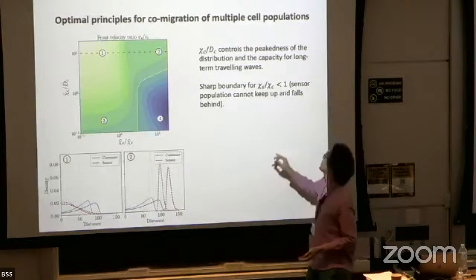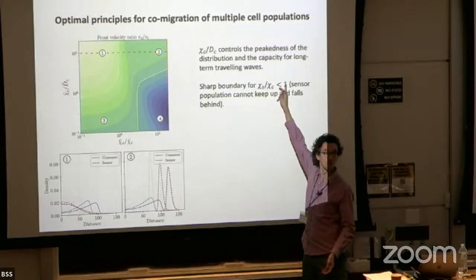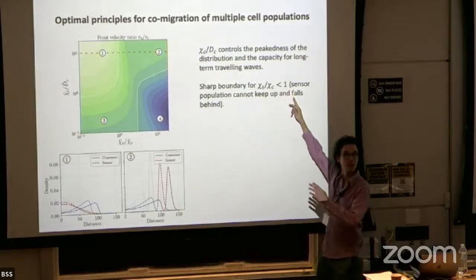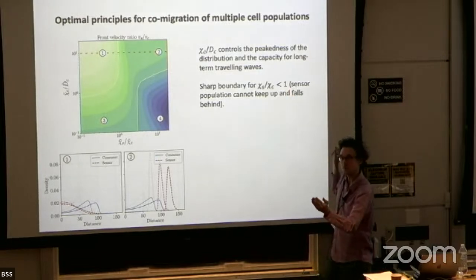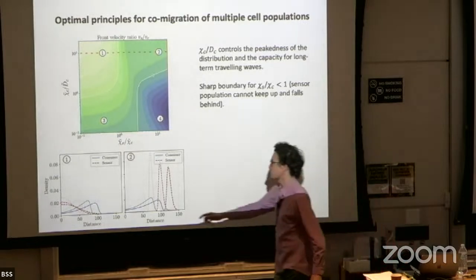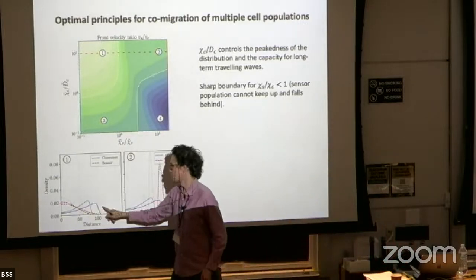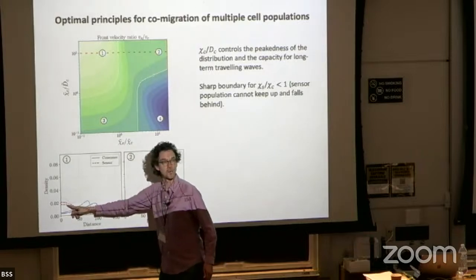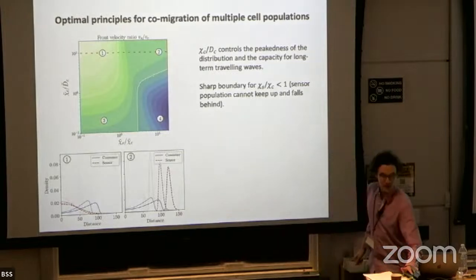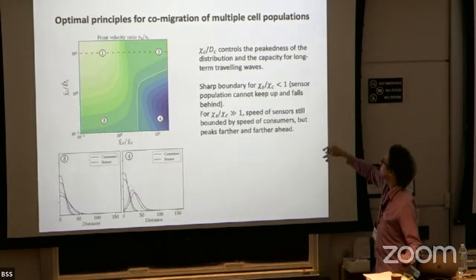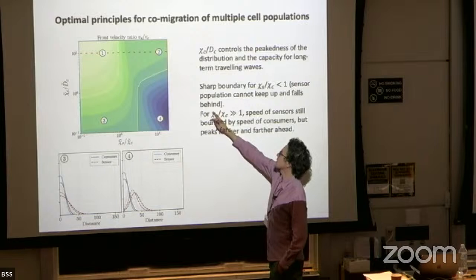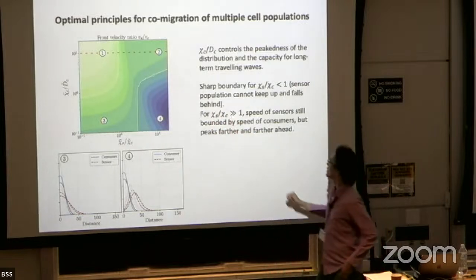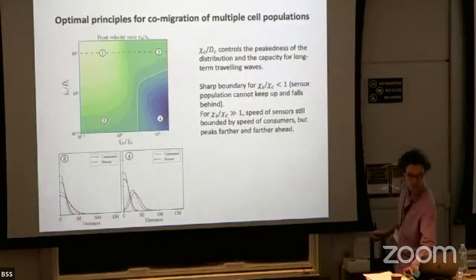There's a huge cliff for a ratio of Ks over Kc below 1. If it's even a tiny bit below 1, your sensors are going to fall infinitely far behind, essentially, right? So that's what's expressed here. You have consumers that form a pulse at the edge, and it's going to fall far away, and your sensors are going to be left behind. Then, if your sensors are much more efficient than your consumers, if this is much larger than 1, they're going to be in front.